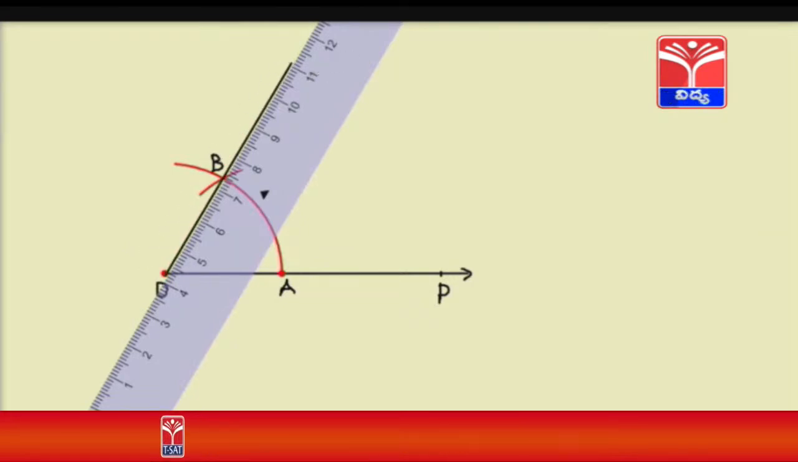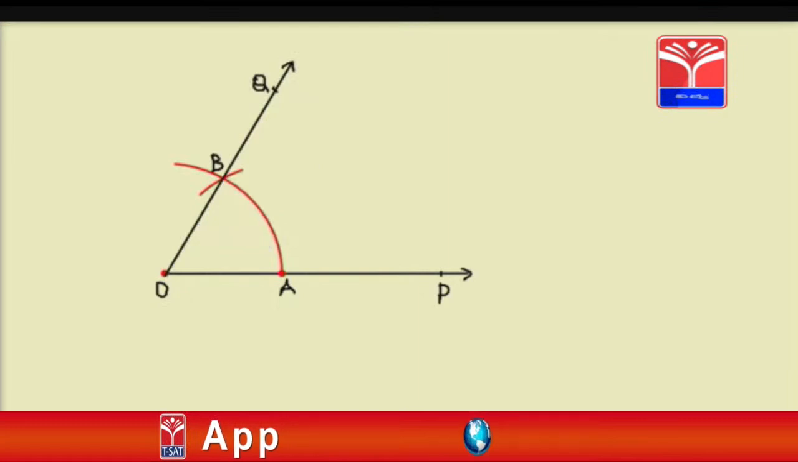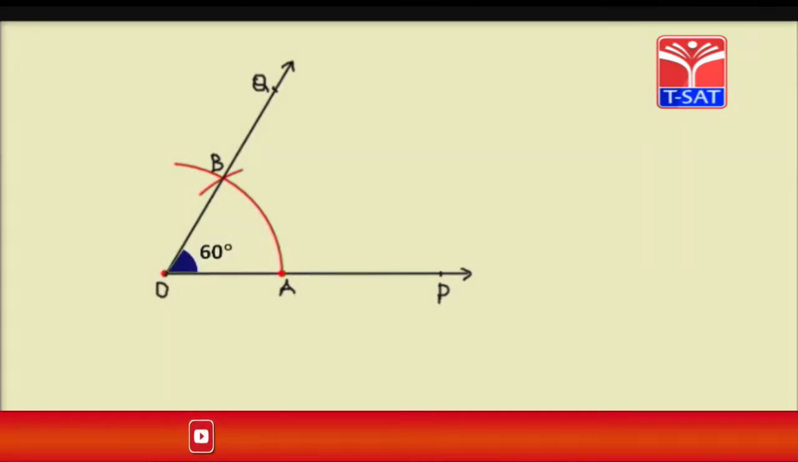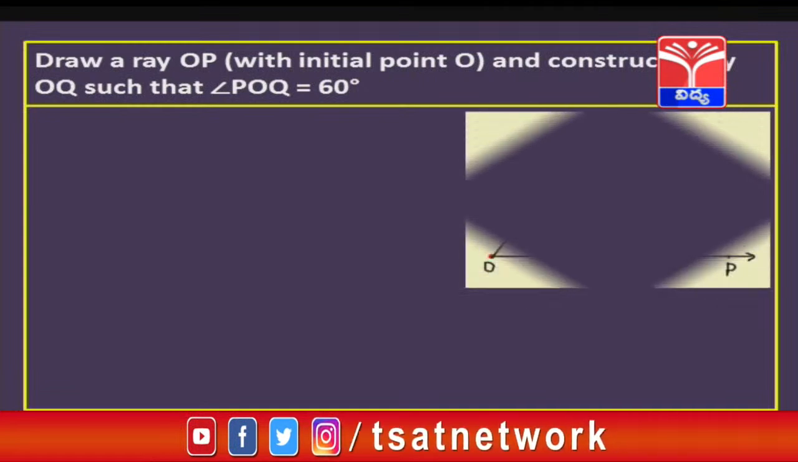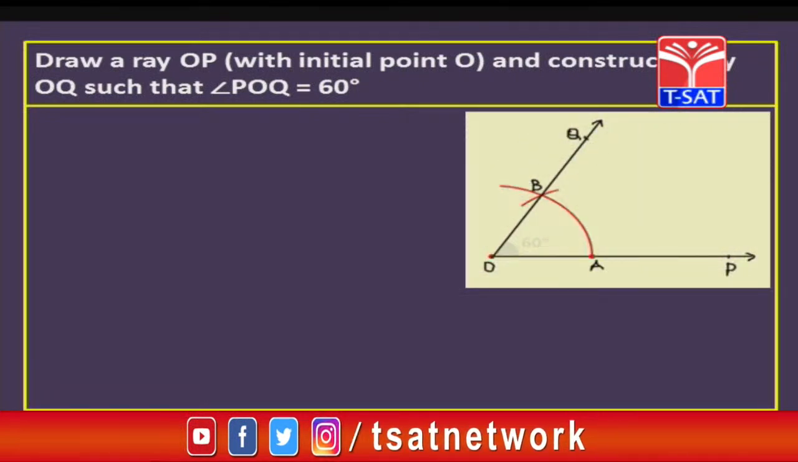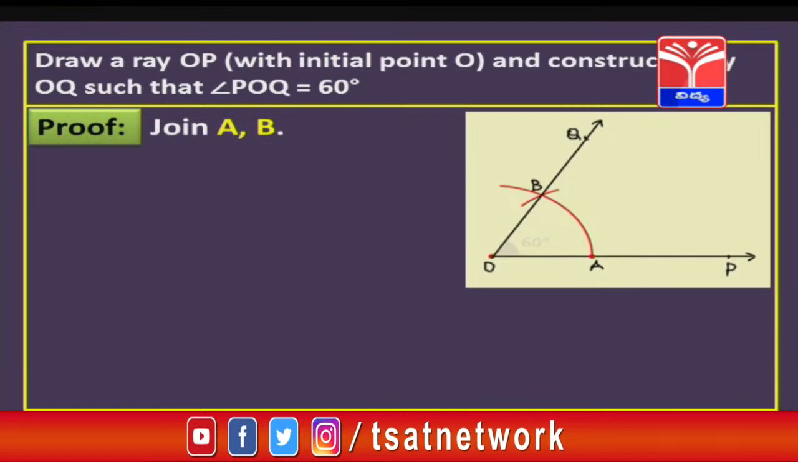So, mark this ray as say OQ. Now, here POQ is the required angle, that is 60 degrees. So, let us see the justification, children. This is what we have done in the construction. So, let us prove this.